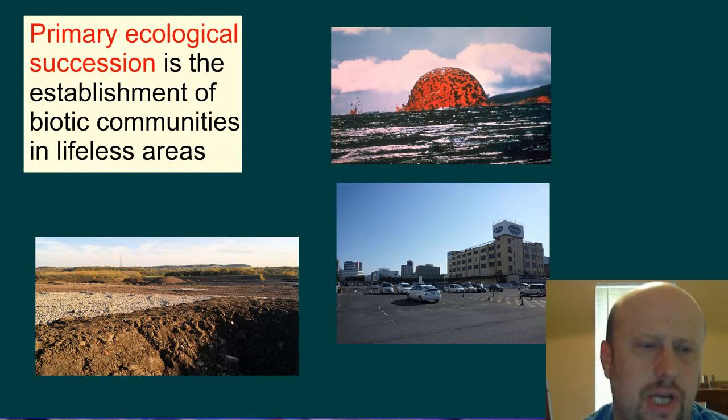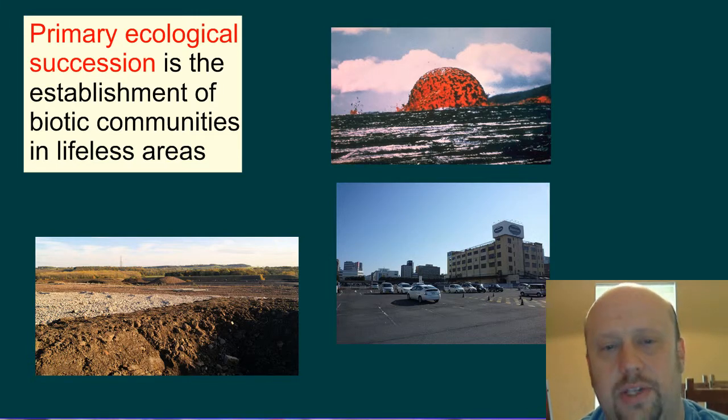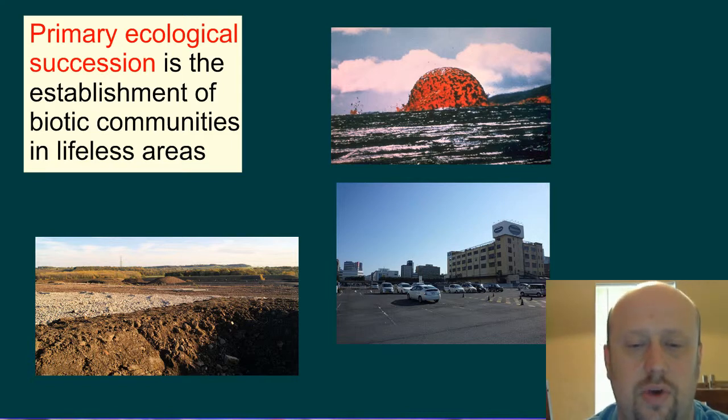So there are two types of succession. The first one is a lot rarer. We don't find this one nearly as much, but primary ecological succession basically means that it's a lifeless area. There's not really any life around, and then life is going to start there. Not created from nothing, but it's going to start there, and then over the course of time, grow into a more mature community.